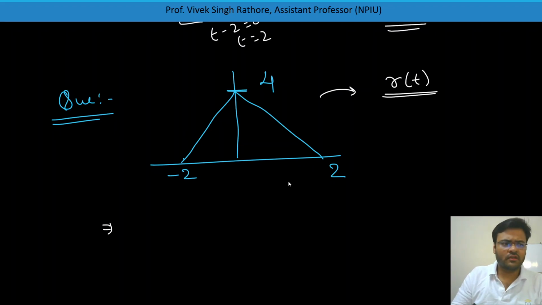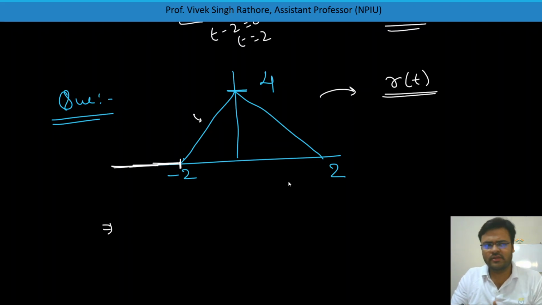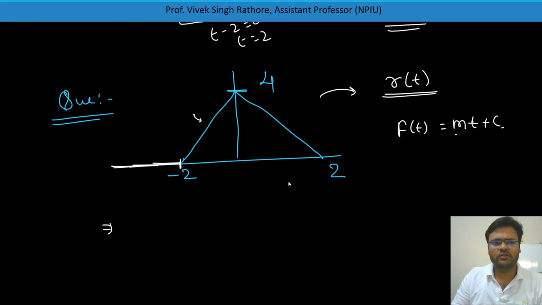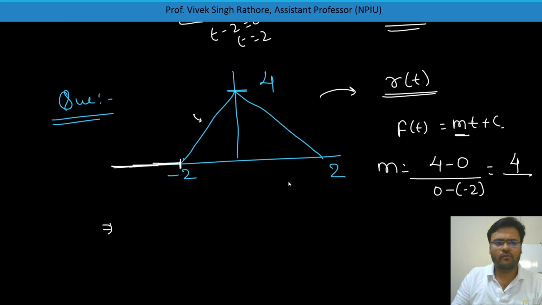First the signal is DC value, nothing, 0 values going on. Suddenly there is a change of slope. How much slope? First we need to calculate the slope value, from f(t) = mt + c. What is the slope here? Slope m = (y2 - y1)/(x2 - x1) = (4 - 0)/(0 - (-2)) = 4/2 = 2. So you get plus 2 slope change. Same on the other side, you get minus 2 slope change.